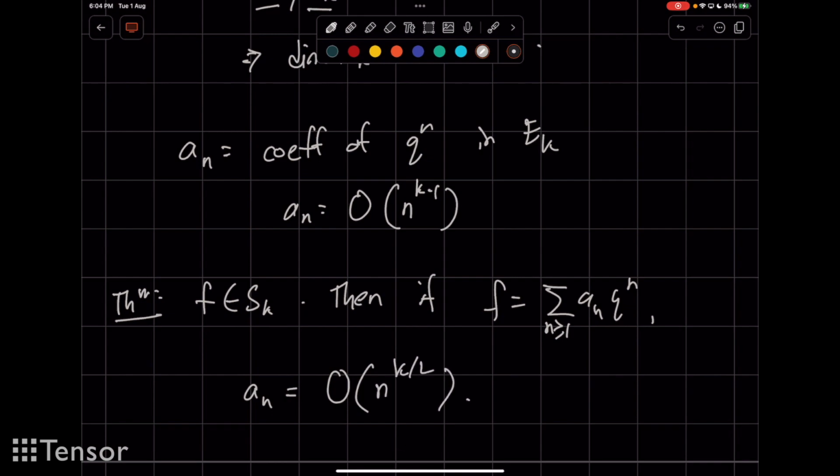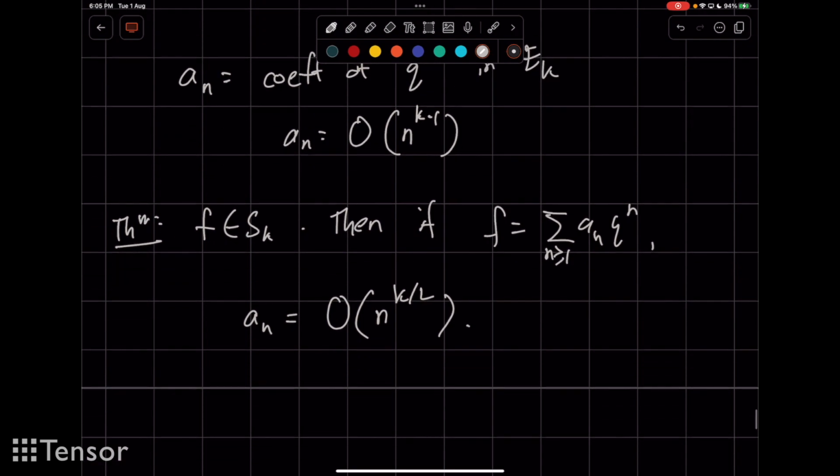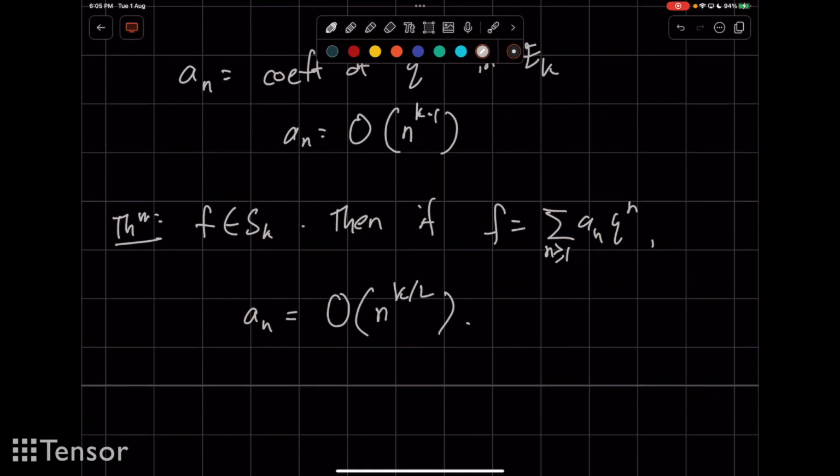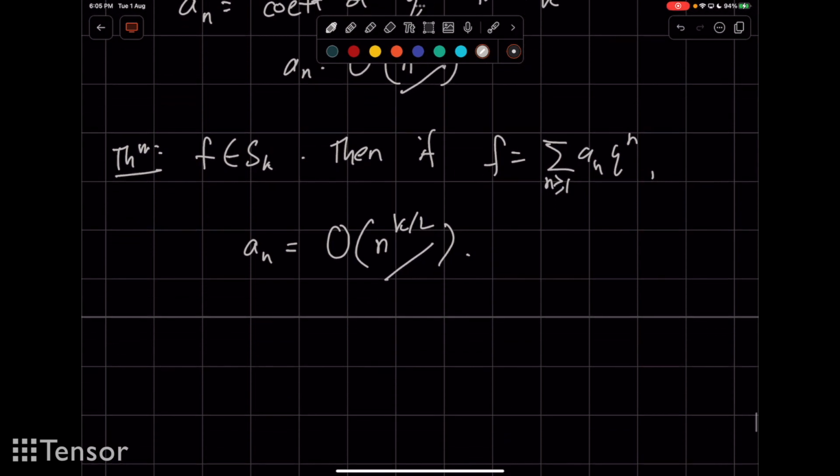So it basically states that if we restrict the first coefficient, then the order of growth becomes roughly half the exponent. Previously it was n to the k, now it's n to the k over 2. Okay, so let us try to prove it.